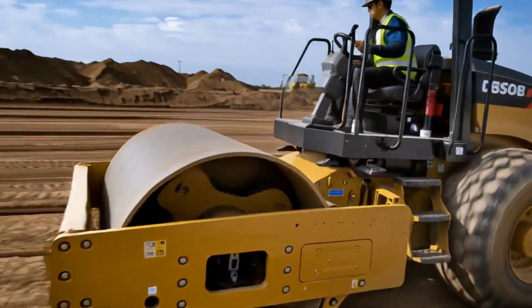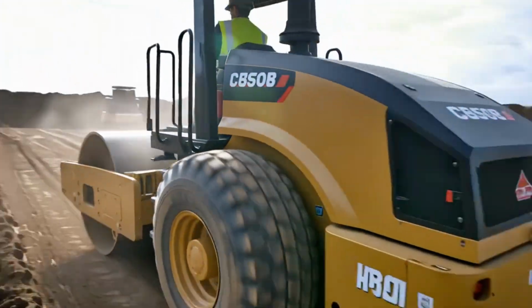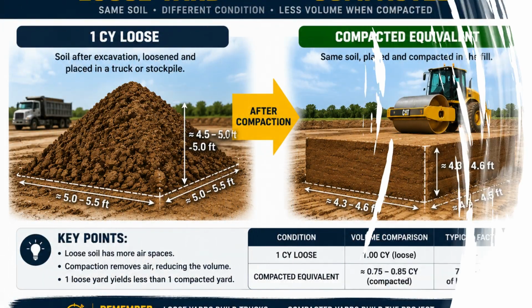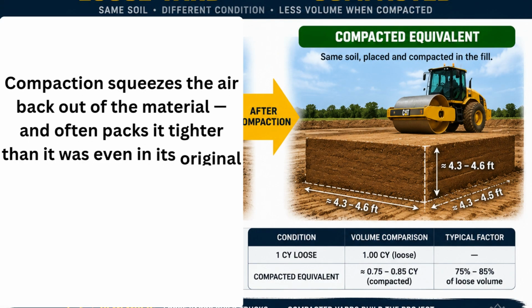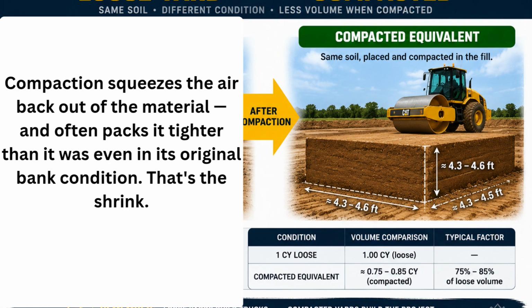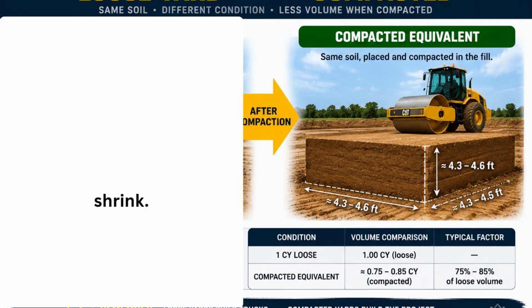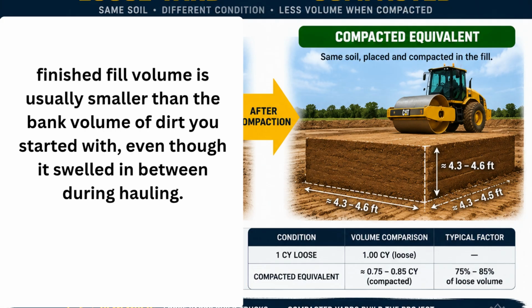Third state, compacted cubic yards, or CCY. This is the material after it's been placed as embankment or fill and compacted with rollers to meet the density requirements in the spec. Compaction squeezes the air back out of the material, and often packs it tighter than it was even in its original bank condition. That's the shrink. So counterintuitively, your finished fill volume is usually smaller than the bank volume of dirt you started with, even though it swelled in between during hauling.